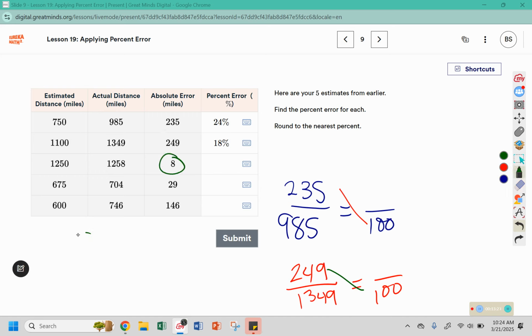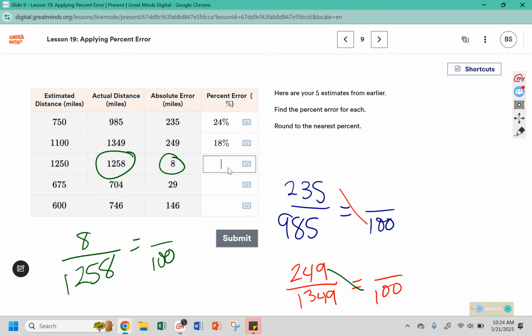The error divided by the actual. Cross multiply, 8 times 100, then divide by 1,258. Is about 0.6, so then that rounds to 1%. That was my best one so far.